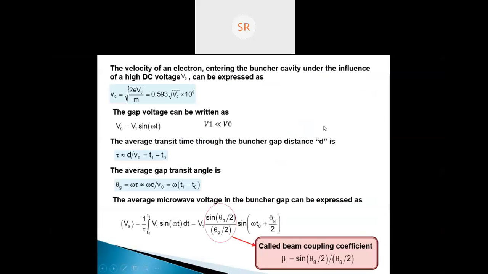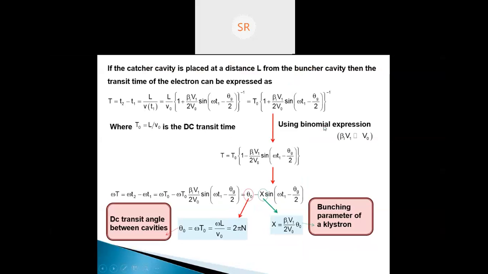So if the catcher cavity is placed at a distance L from the buncher cavity, then the transit time of the electron can be expressed as T2 minus T1. Here T0 is equal to L by V0, the DC transit time. After solving, that T is nothing but T2 minus T1, or we can write omega T is equal to omega T2 minus omega T1.